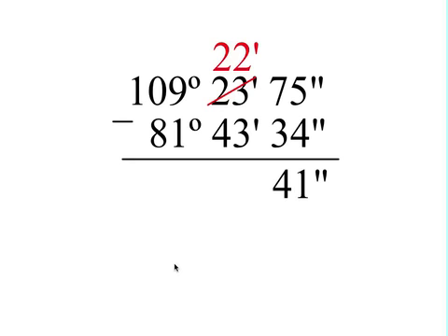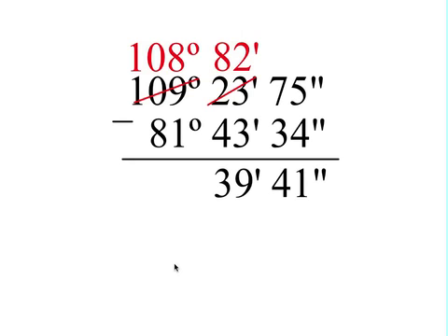And now we're looking at the minutes. 22 minutes minus 43 minutes. We're going to have to borrow again. This time we borrow an entire degree, and we write it as shown. We borrowed 1, written it up there. A degree is equal to 60 minutes. 60 minutes plus the 22 minutes already there is 82 minutes. 82 minus 43 is 39. And now we have 108 degrees minus 81 degrees. The difference between those two measurements was 27 degrees, 39 minutes, and 41 seconds.